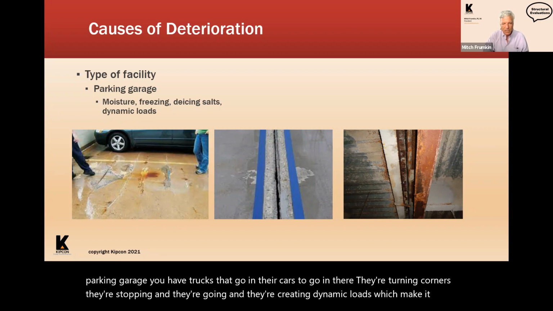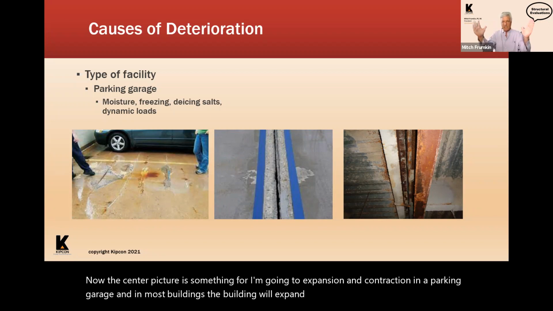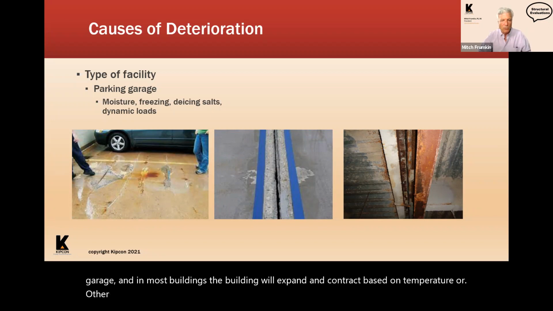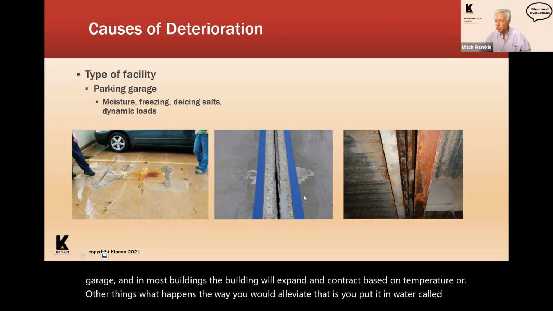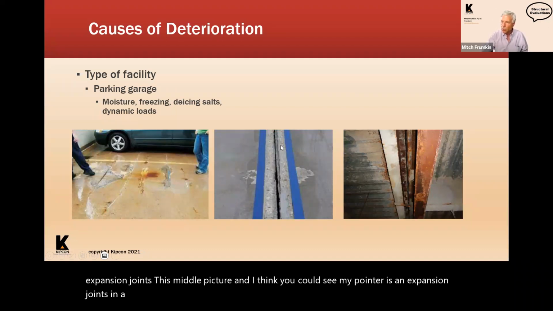Now, the center picture is expansion and contraction. In a parking garage and in most buildings, the building will expand and contract based on temperature or other things. What happens, the way you alleviate that is you put in what are called expansion joints. This middle picture, and I think you can see my pointer, is an expansion joint in a parking garage. Look what happens. The expansion joint should be going across this opening.